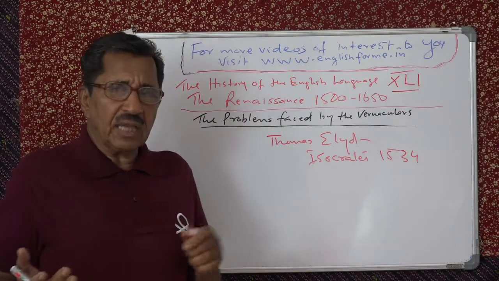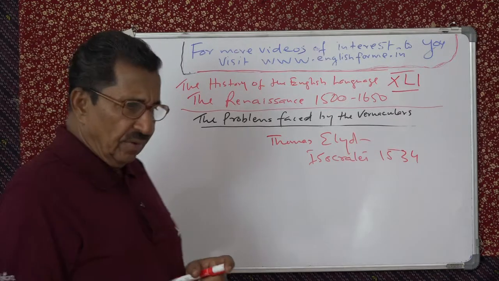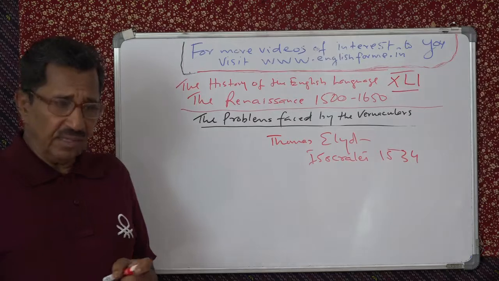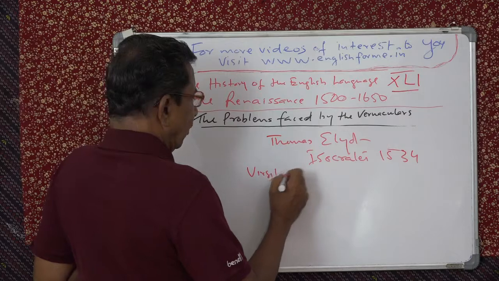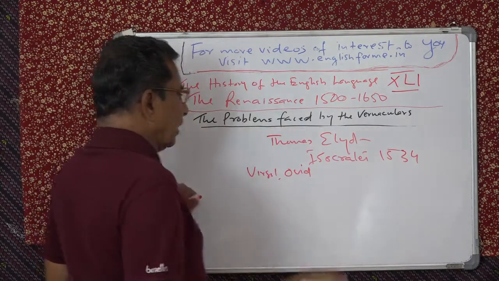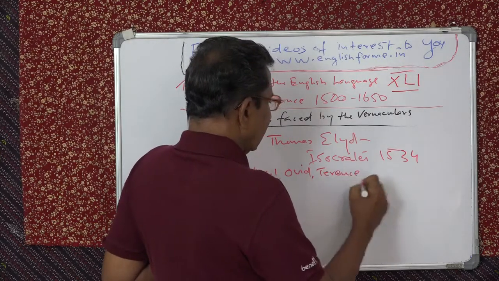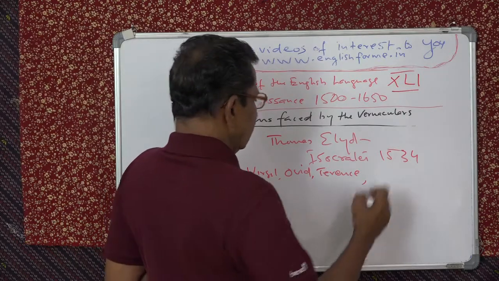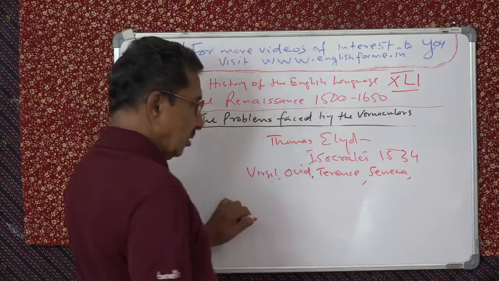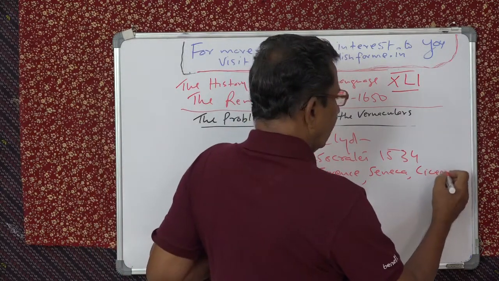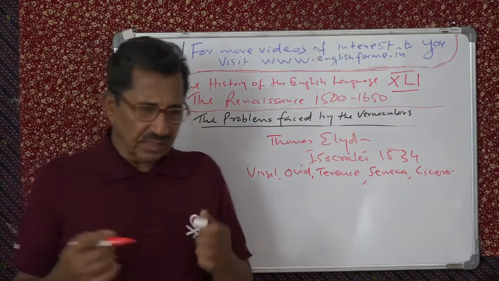And poets and dramatists: Aristotle, Homer, a partial translation of Homer is available, Theocritus, Terence the comedian, Horace, Virgil, Ovid, all names familiar to you, I think, then Seneca, Cicero, all the Roman authors, dramatists, and writers of comedy and so on.